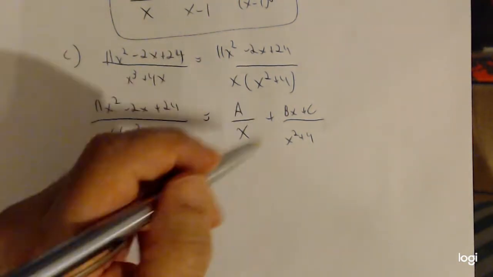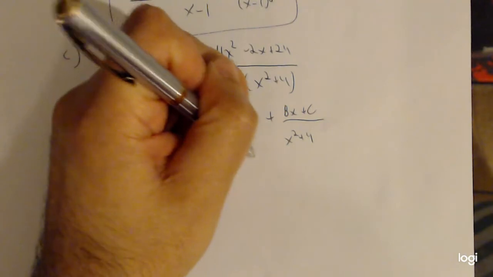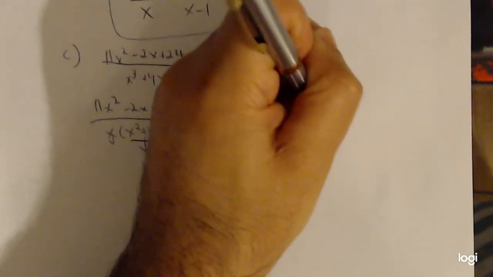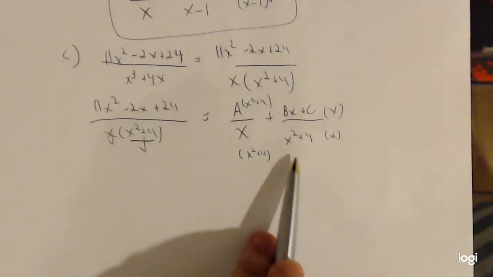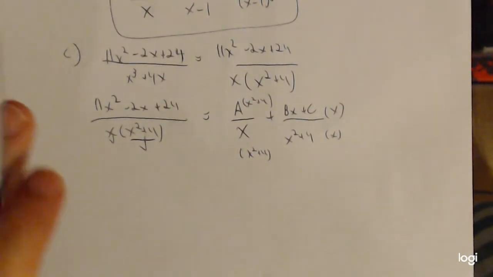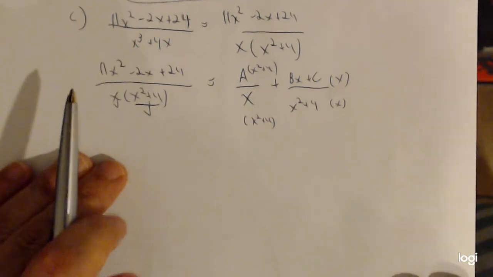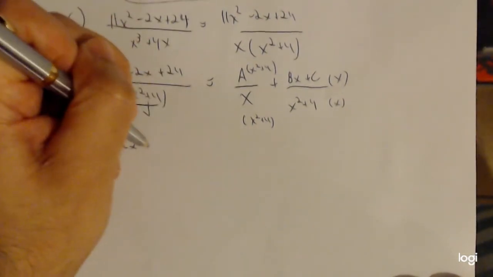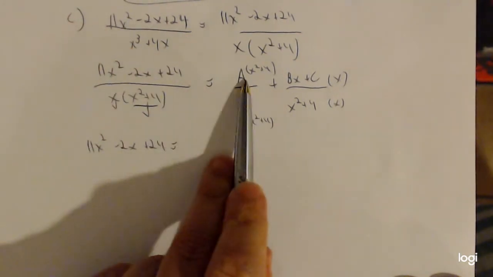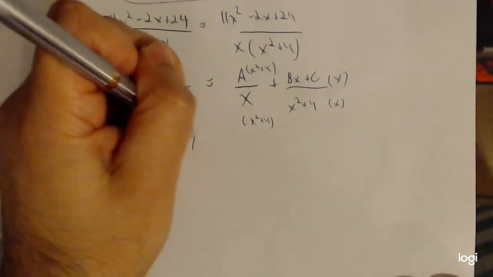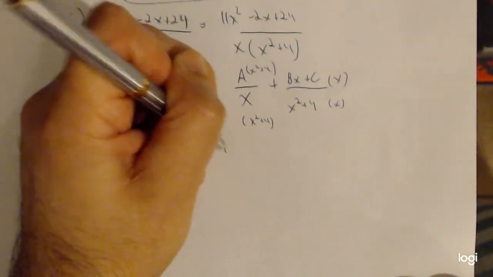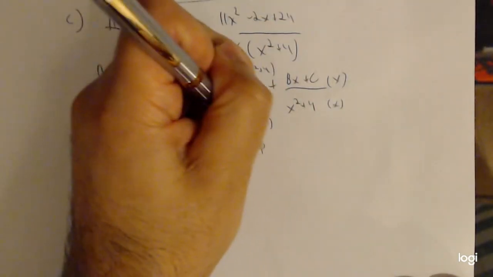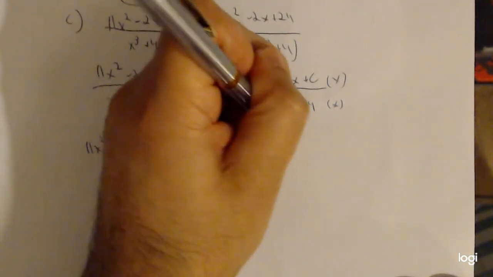What do I want to do now? Get a common denominator. So this guy's missing an x squared plus 4. X squared plus 4. This guy's missing an x. And when I do that, once again, my denominators are matching up, so I'm going to turn my attention to the numerator. So what happens to my numerator? It'll be 11x squared minus 2x plus 24 equals, if I distribute the A, what do I get? I get Ax squared plus 4A plus, if I distribute this x, what do I get? I get Bx squared plus Cx.